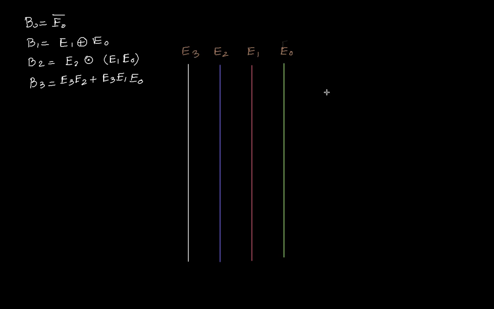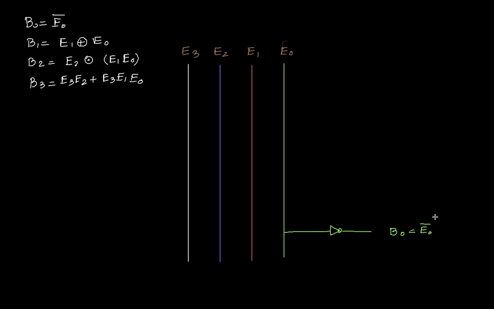First you have to find B naught. So what is B naught? B naught is nothing but the E naught bar. So take the green color over here, and if we connect this with a NOT gate, then we can get B naught, which is nothing but E naught bar.